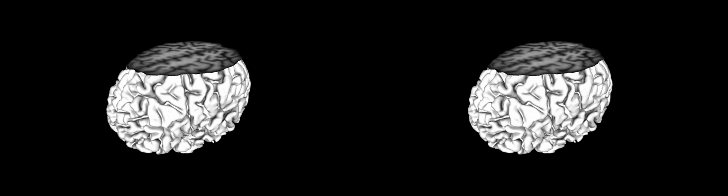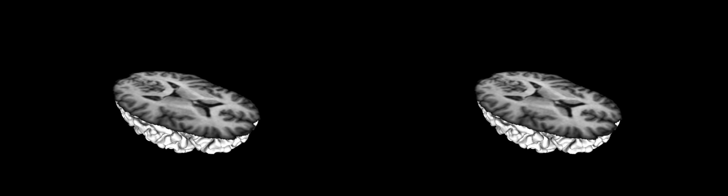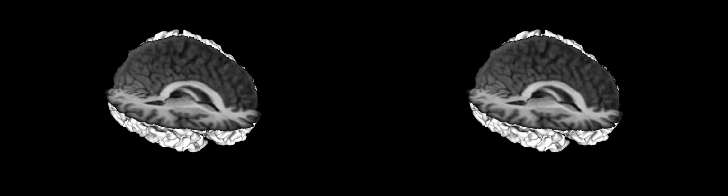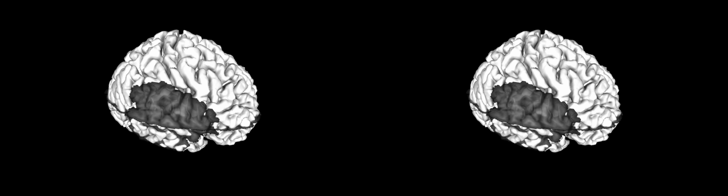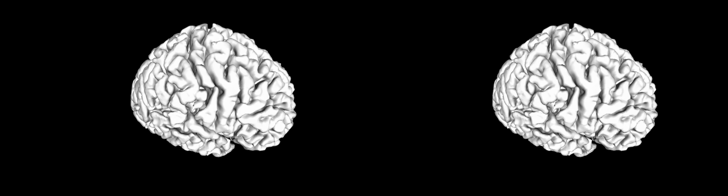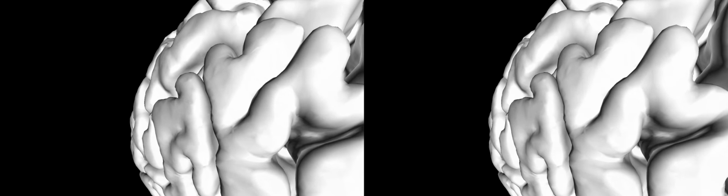MR tomography can be used to explore brain anatomy. Slices of the 3D volume show the gray and white matter of the brain. A flight over the brain surface allows for a close-up view of the gyrification.